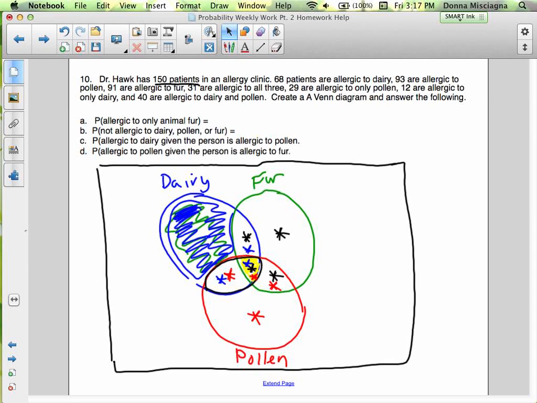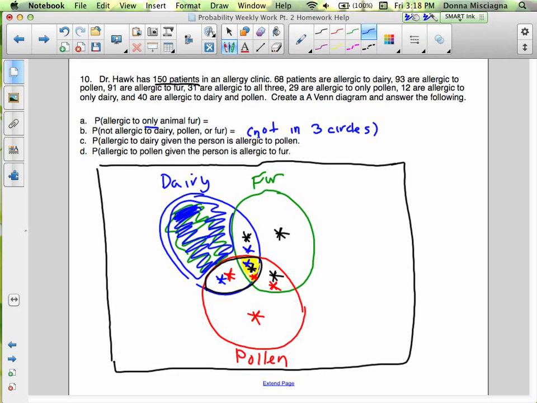Right, and so let's take a look at the four questions here. A is probability of allergic only to animal fur. So only animal fur means nothing else, right? Not dairy, not pollen. Only animal fur. Probability not allergic to dairy, pollen, or fur. Those are the people that are not in the three circles, right? So this is not in the three circles.